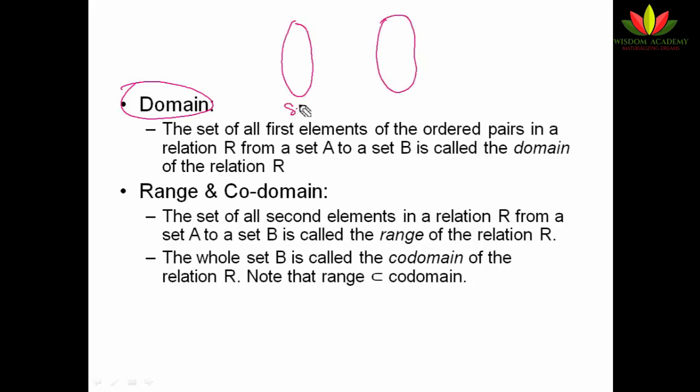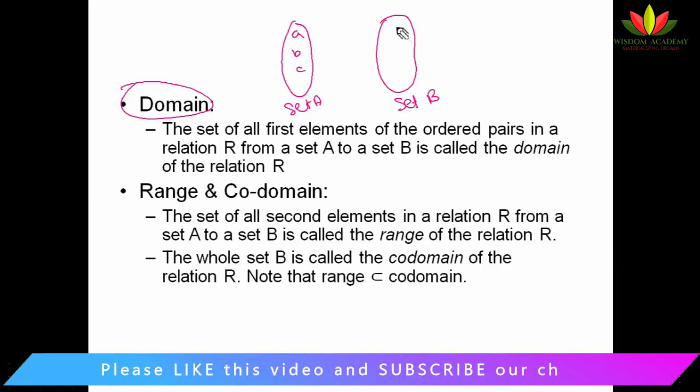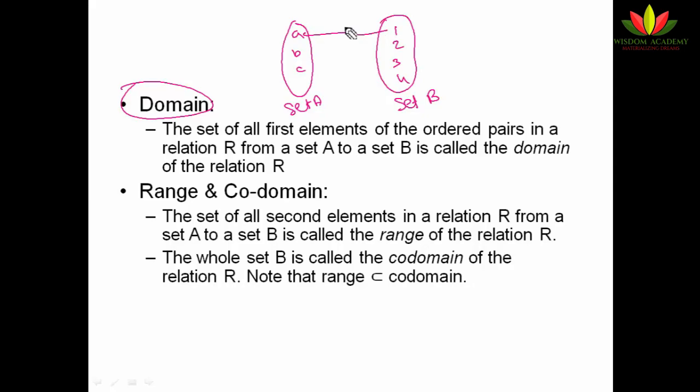Let's take set A and this is set B, and set A is related to set B. I have A, B, C here and 1, 2, 3, 4 here. A is associated with 1, B is associated with 2, and C is associated with 3. Now this relation will be written like this: (A, 1), (B, 2) and (C, 3), right?